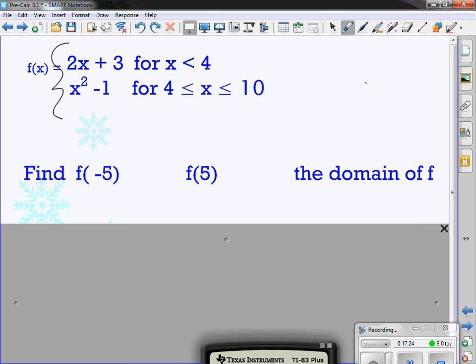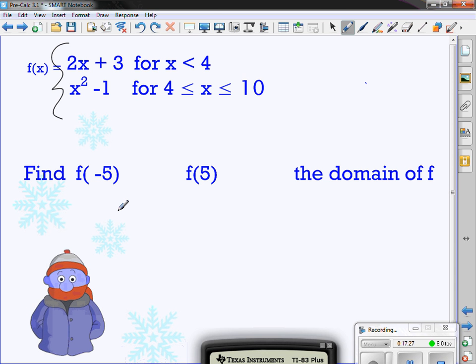So let's look at the first one. Where does negative 5 go? It goes to the top one. Why? Because it's less than 4, you only put it into the top one. It only works for the top function. So it's 2 times negative 5 plus 3. Negative 10 plus 3 is negative 7. There should only be one answer. I already know what your mistake is going to be on the quizzes and tests. You're going to put that negative 5 in for both of them. Negative 5 only goes in for the one that works.